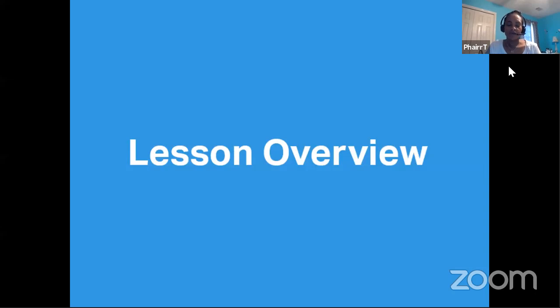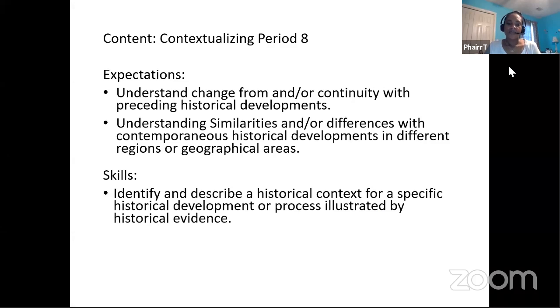So let's look at our lesson overview for today, and let's look at where we're going in this journey. For contextualizing period 8, here are your expectations. You need to understand change and/or continuity with preceding historical developments. I did that with you when I did the warm up, going through Monroe, what his change and continuity was, and Truman. At that point, the United States was just staying in its hemisphere, but when Truman and Eisenhower were presidents, we had already established ourselves as a world power. So it was on a more global scale.